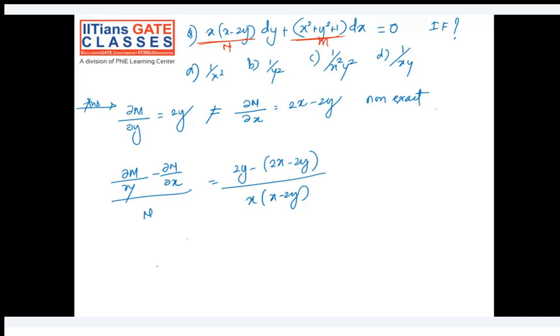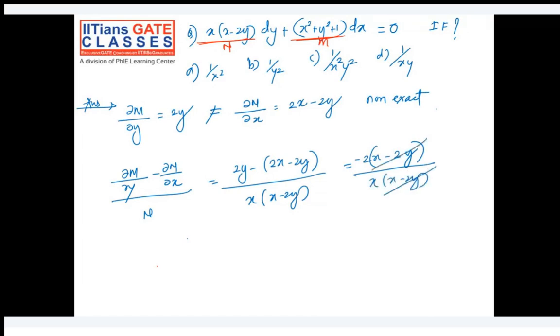So basically it is 2y minus 2x plus 2y. So basically it is minus 2x plus 4y. And now if you take minus 2 common, what will happen? x minus 2y, it will happen. And divided by x into x minus 2y is already there. So x minus 2y will cancel. So it is minus 2 by x that will remain.